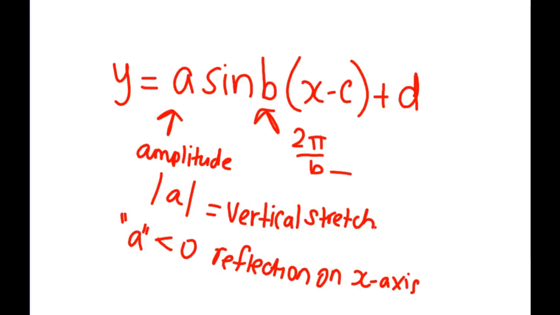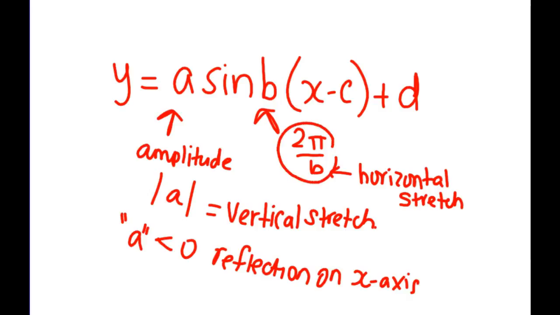So this value is showing our horizontal stretch. And I know it's called a stretch even though it's shrinking it. It would be a compression. And so this whole thing, 2 pi over B, this is your period length.